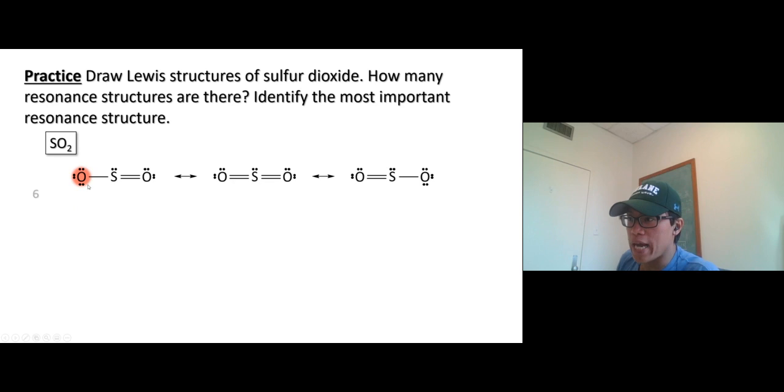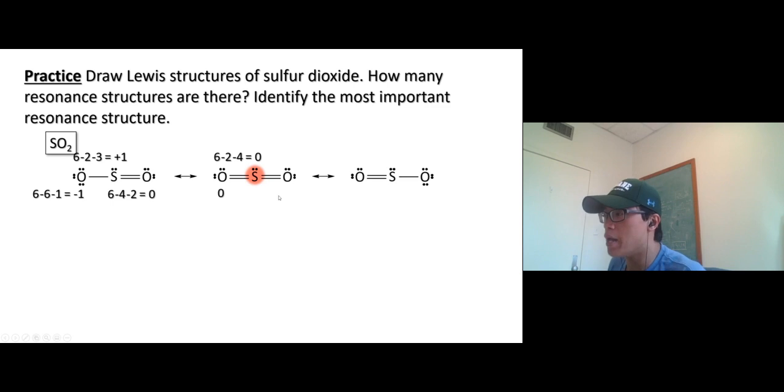Oxygen is group 6. 6 dots, 1 line, total of -1. Sulfur in the middle, group 6, same thing: 2 dots, 3 lines, +1. Double bonded oxygen: 6, 4 dots, 2 lines, 0. So the double bonded oxygen is 0. Now the structure in the middle: sulfur with two double bonds, group 6, 2 dots, 4 lines, total of 0. The double bonded oxygen is also 0.